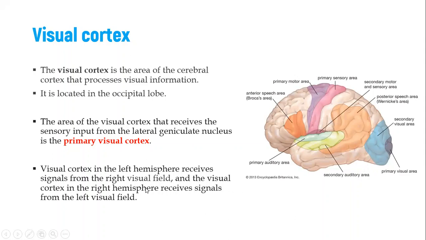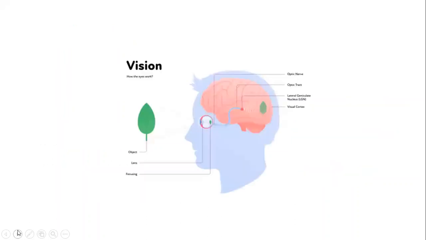So the visual cortex has two areas. We have the left hemisphere, which receives signals from the right visual field, and the visual cortex in the right hemisphere, which receives signals from the left visual field. And this happens, as you know, because of the chiasm that we had.